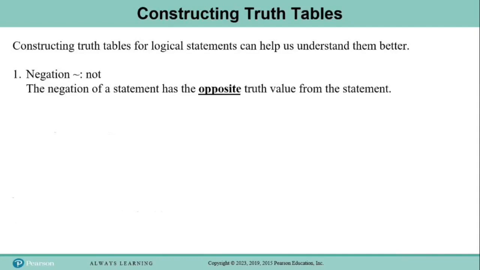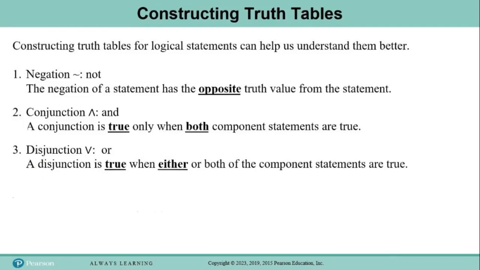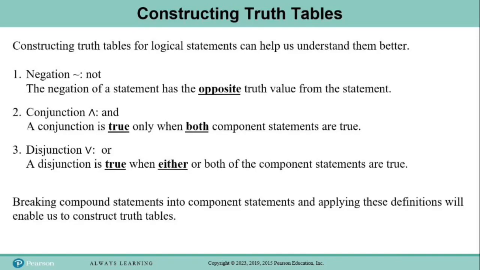So before we jump into building a truth table, let's just review our basic logic operations. As we know, a negation or a not statement has the opposite truth value from the original statement. And then the conjunction, which is an and statement, is true only when both component statements are true. The disjunction, or the or statement, is true when either or both of the component statements are true. So whenever we are asked to make a truth table for a compound statement, breaking the compound statement into components and using these definitions is going to help us construct the truth table.